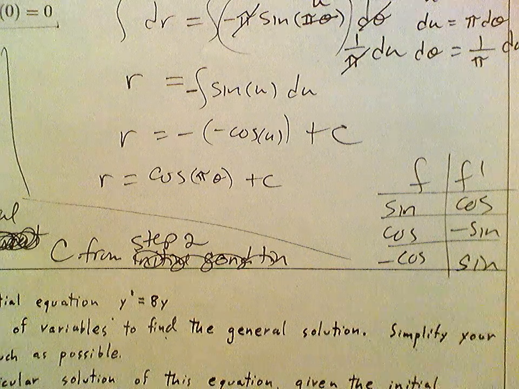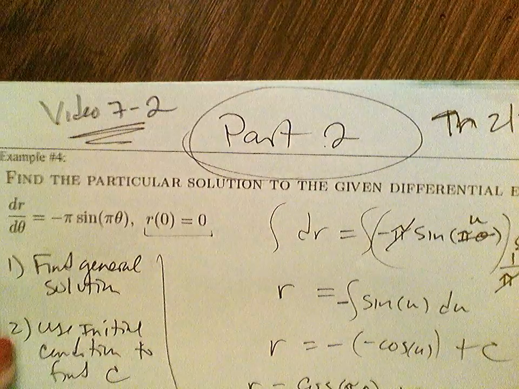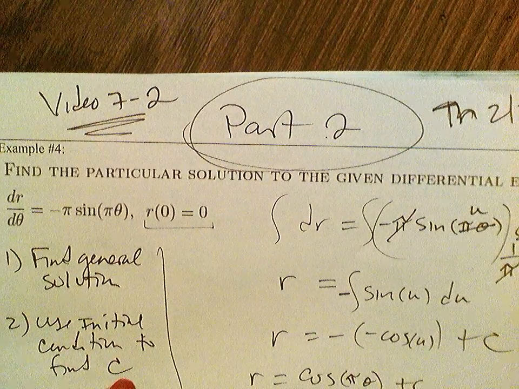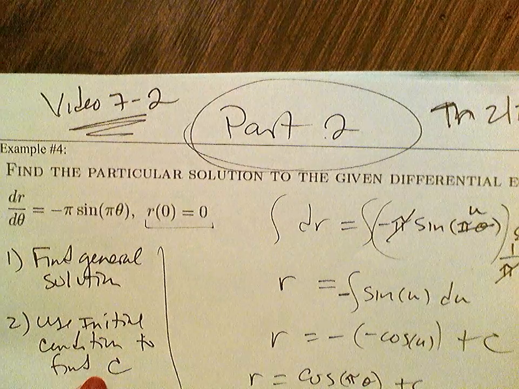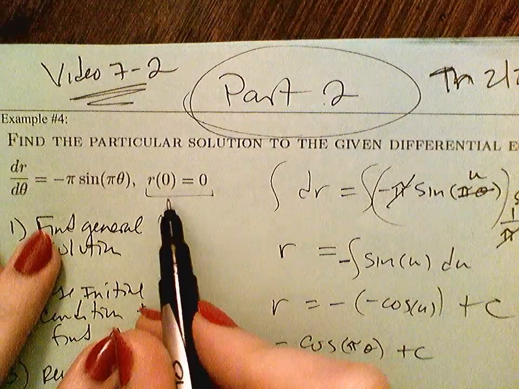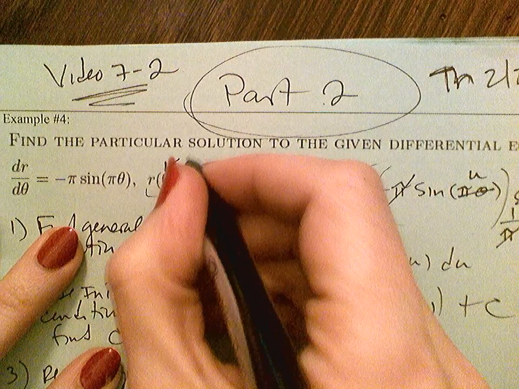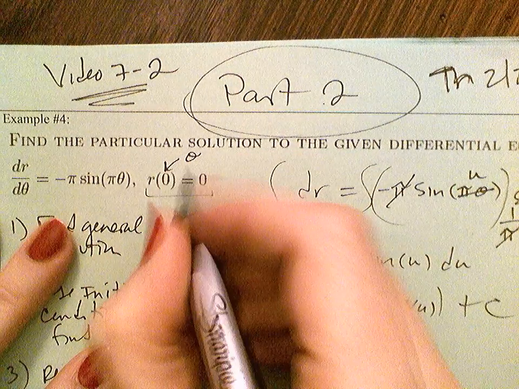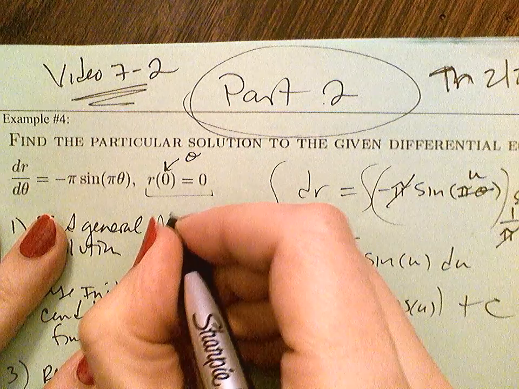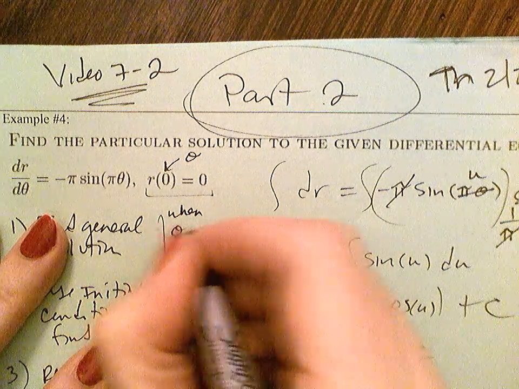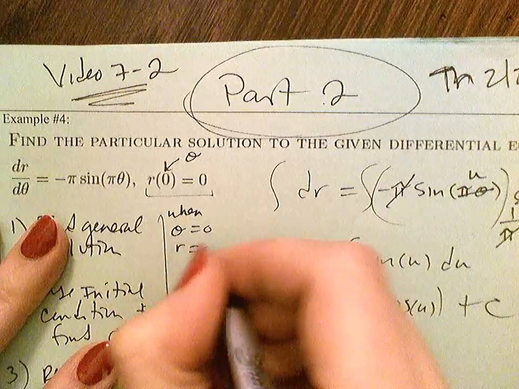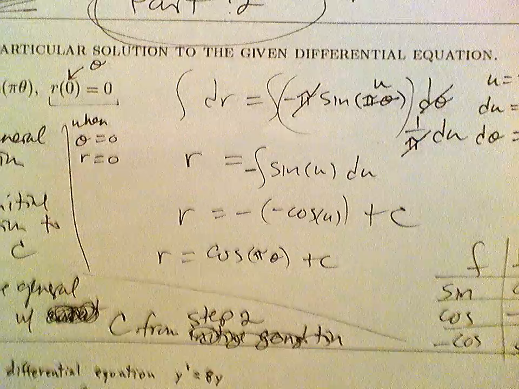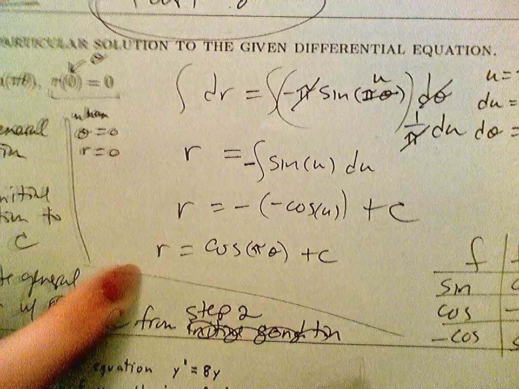Now, that was number 1. Now number 2, use the initial condition to find c. Guys, when they're telling me this, the input is theta, and the output is r. So they're telling me that when theta equals 0, r equals 0. So this is my initial condition.